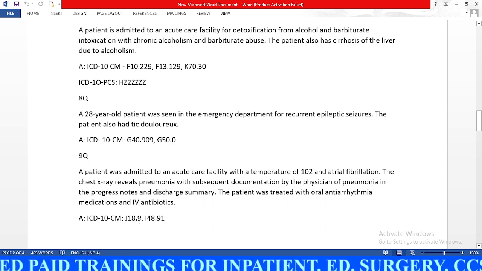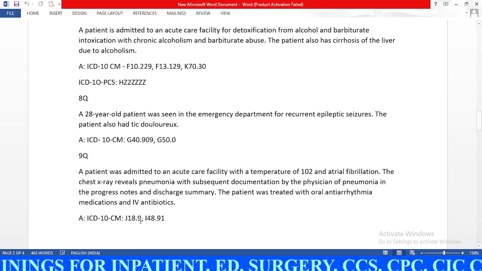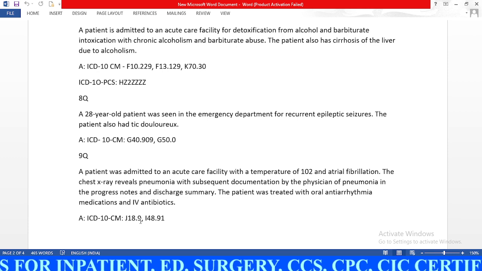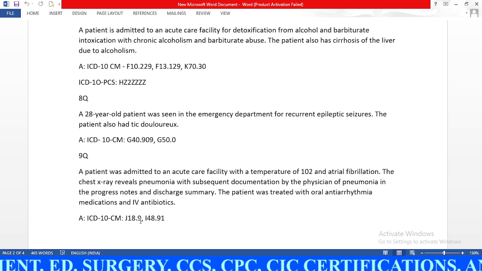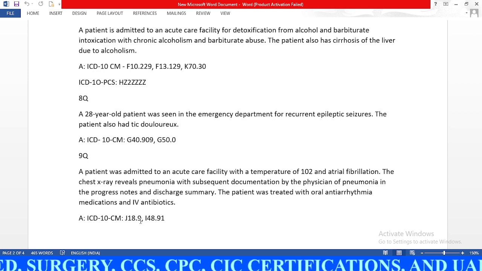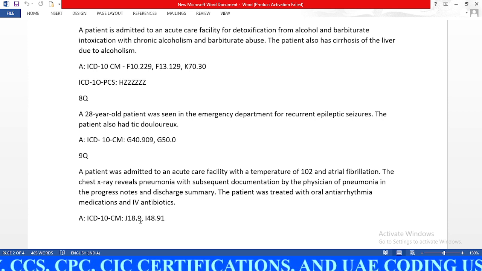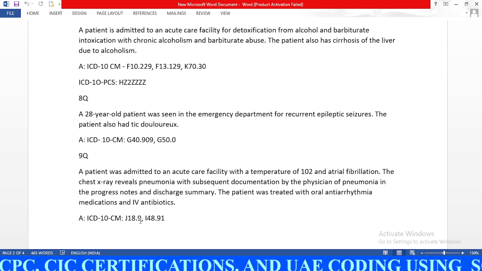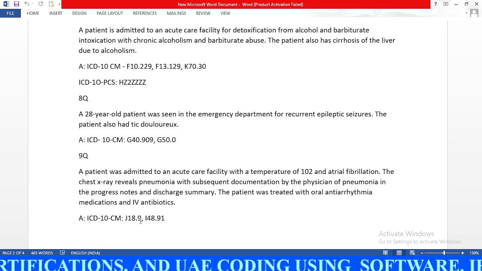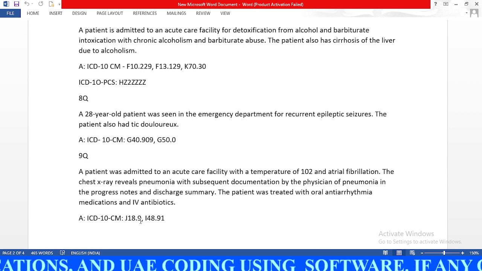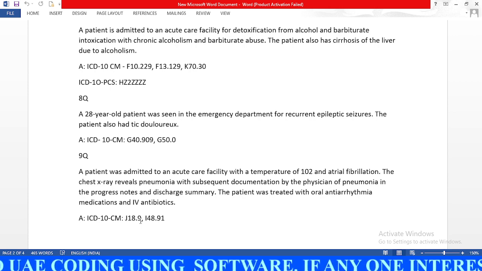Why J18.9? We need to understand now. Basically, the physician has provided treatment for the two conditions, but the more extensive treatment is for pneumonia, using IV antibiotics, while for arrhythmia the physician has used oral medications. So in order to code based on the more extensive services the physician provided, we need to code J18.9, whereas for pneumonia the physician has used IV antibiotics.